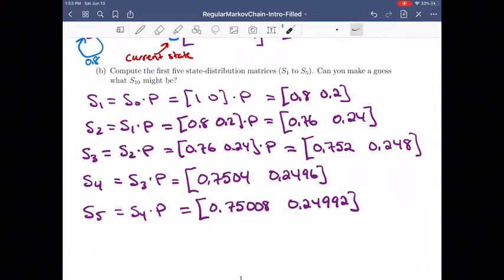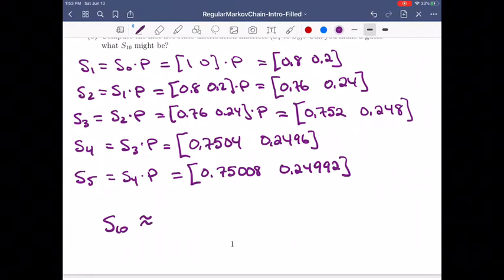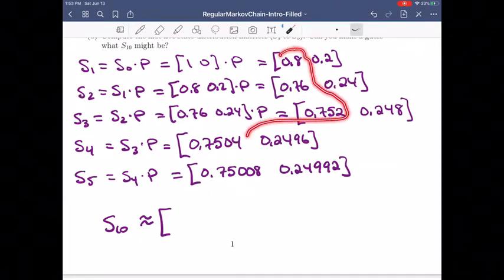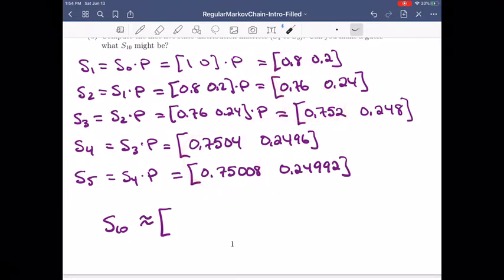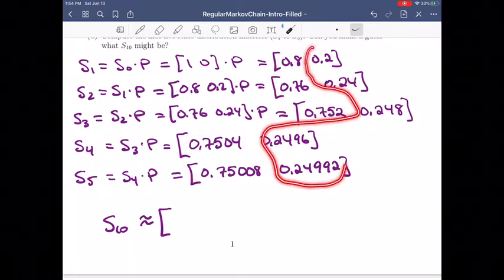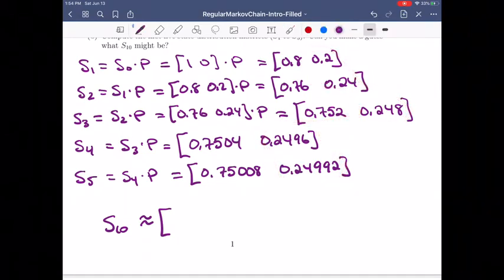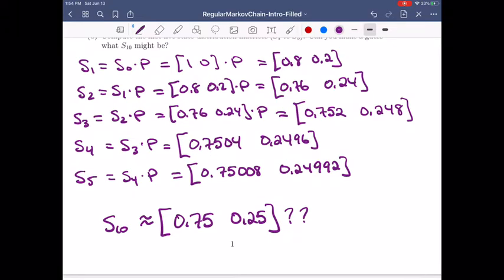So what appears to be happening with these probabilities? We started at 0.8 in the first one, 0.76, 0.752, 0.7504, 0.75008. If we had to guess, for S10, what do you think you might guess? If you've taken some calculus, you might notice that these first coordinates seem to be getting closer and closer to 0.75, and these second coordinates seem to be getting closer and closer to 0.25. So it's like their limit is that. So we might guess that it's going to approach those two numbers. We don't actually know that that's going to happen, but that's what we might think because of the trend.